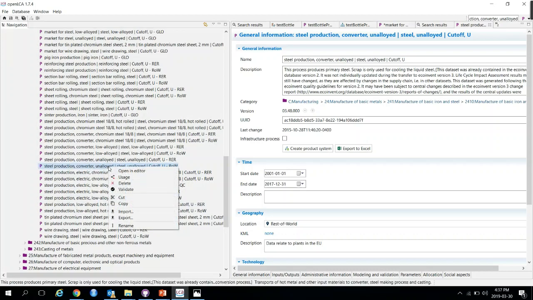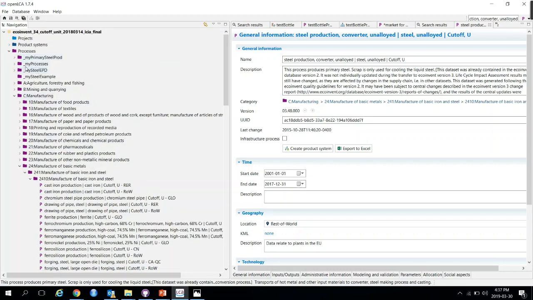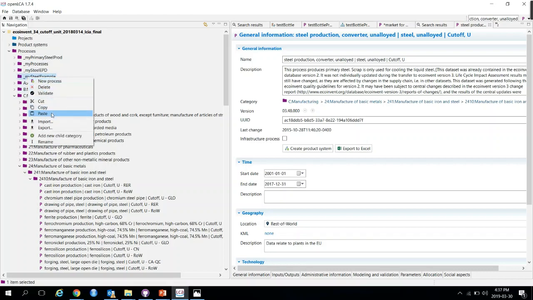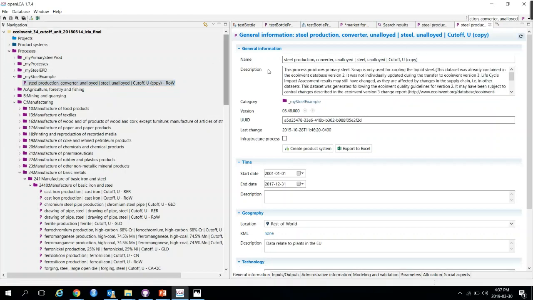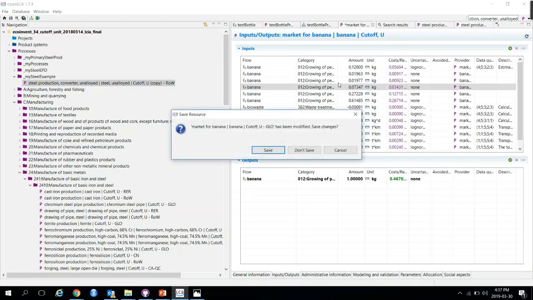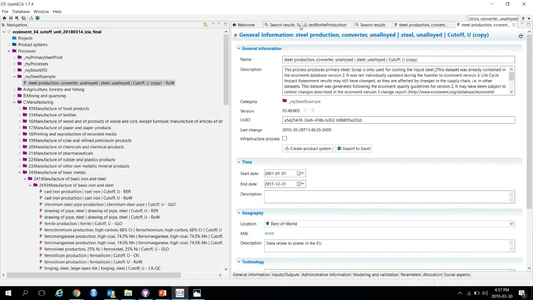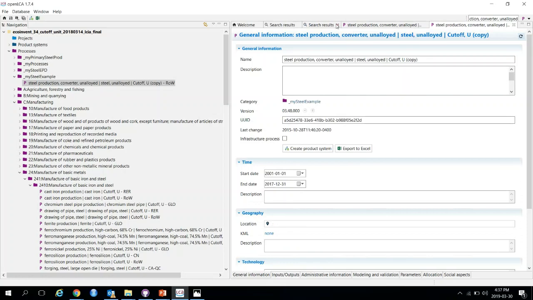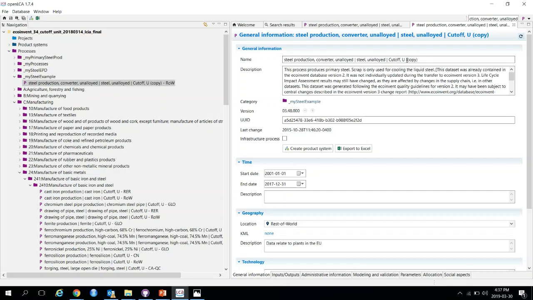So I'll right click it and go copy. Then I go up to the folder I just created called my steel example, right click it, and paste. Okay, so now I have it, and I'm going to open it. I'm going to close some of these things first. Don't save that. Close the test bottle. Close the search. Close this. And I'll keep this open for now. This is the original one, and this is the one we just created.